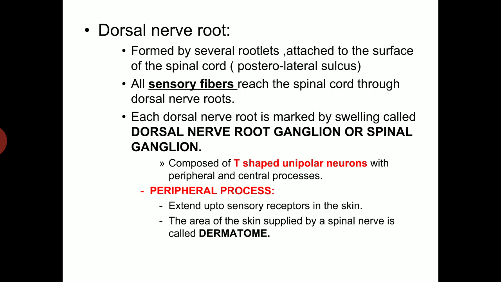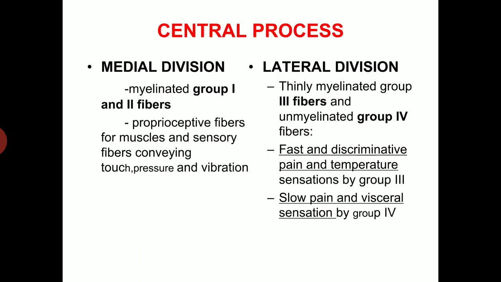Now this peripheral process extends up to the sensory receptor in the skin. That's why the area of skin supplied by a spinal nerve is known as a dermatome. And the central process has 2 divisions, medial and lateral. The medial division is myelinated group 1 and 2 fibers, mainly responsible for carrying proprioception, then touch, pressure and vibration. So group 1 mostly carries proprioception and group 2 touch, pressure and vibration.